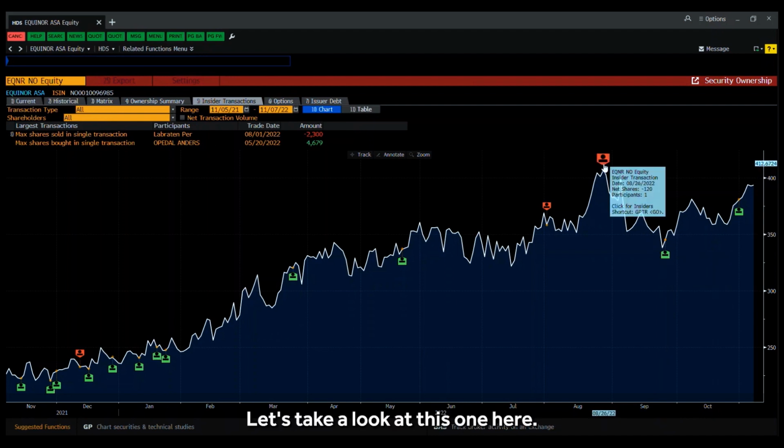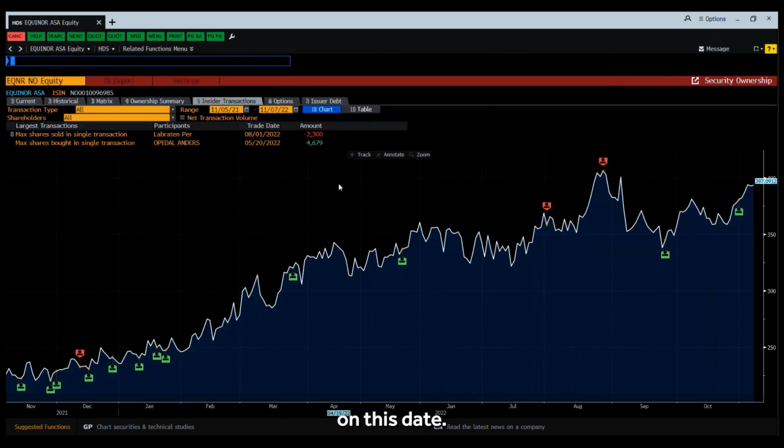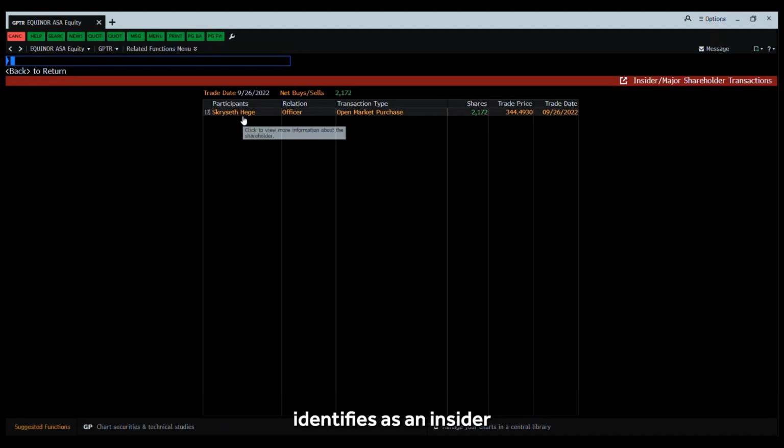And on this insiders chart, Bloomberg helpfully notes the share price graph along with the various times at which those that it identifies as insiders have either bought or sold. Let's take a look at this one here. So this was an individual who sold 120 shares on this date. Going back, this one here, let's click on that. This was another individual that Bloomberg identifies as an insider who bought 2,172 shares on this date.